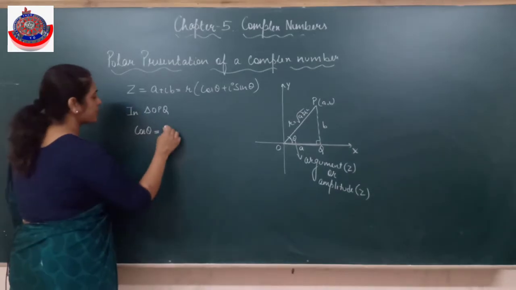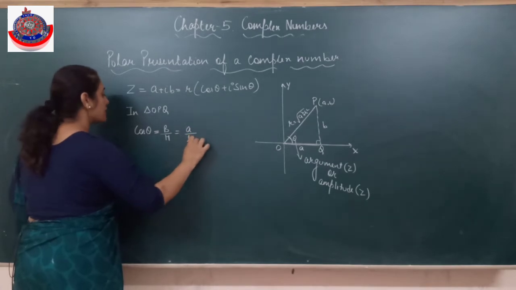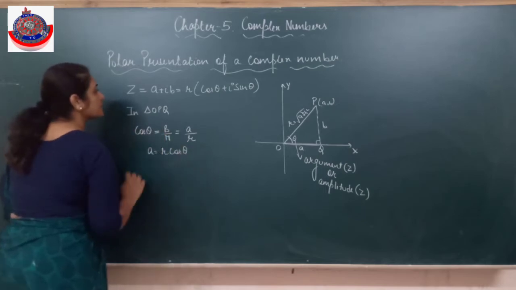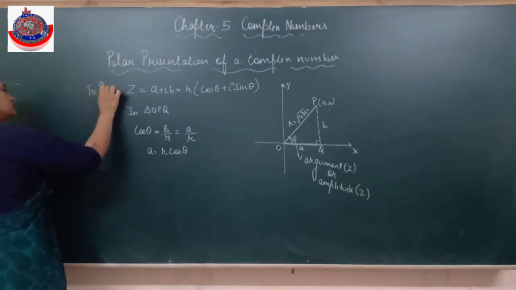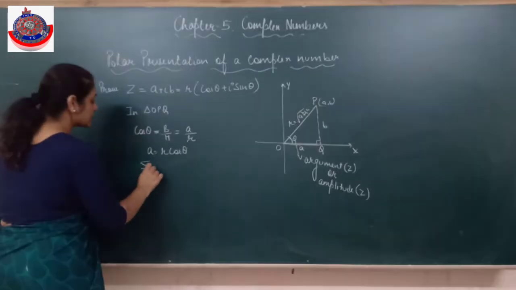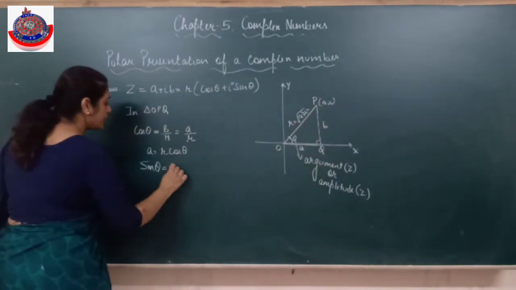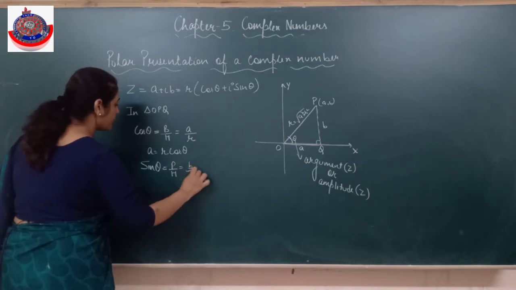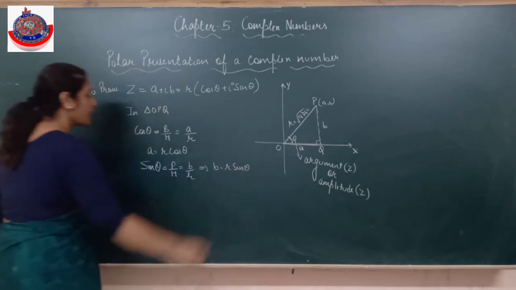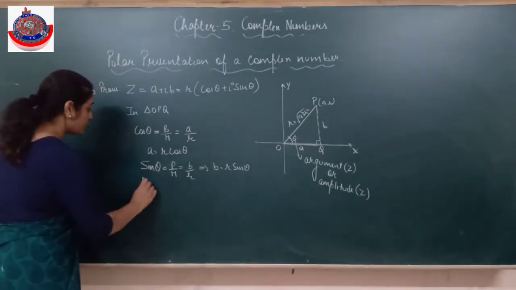Cos theta is base upon hypotenuse. What is the base? a. Hypotenuse is r. So what is the value of a? Alright. Now similarly I will use perpendicular for sin theta. Which is the perpendicular? b is the perpendicular. Sin theta is perpendicular upon hypotenuse, so b upon r. So the value of b will be r sin theta. So I got the value of a and b. So put the values of a and b.